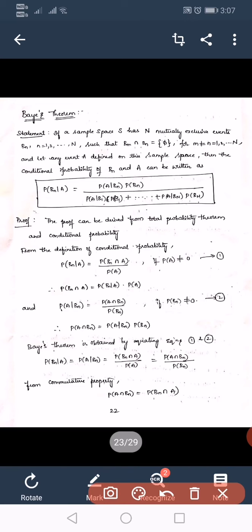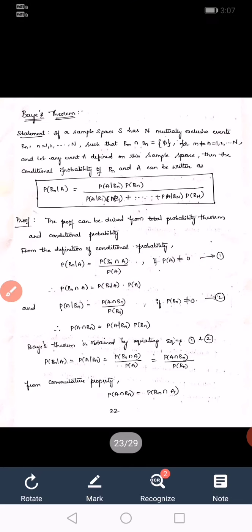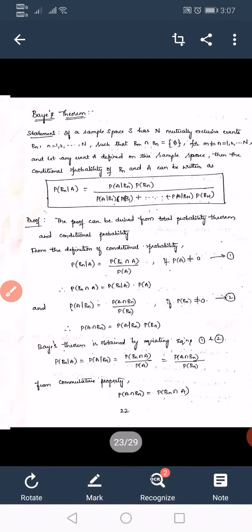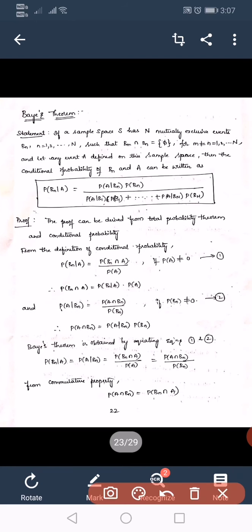First of all, consider a conditional probability P of Bn given A. P of Bn given A is P of Bn intersection A by P of A. Here P of A is not equal to 0. Take this to the left hand side. We write P of Bn intersection A equal to P of Bn given A into P of A. Okay, this is equation number 1.